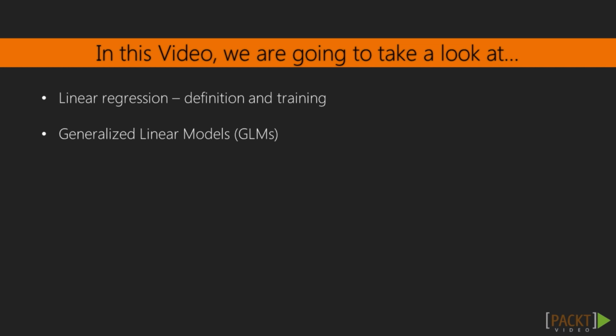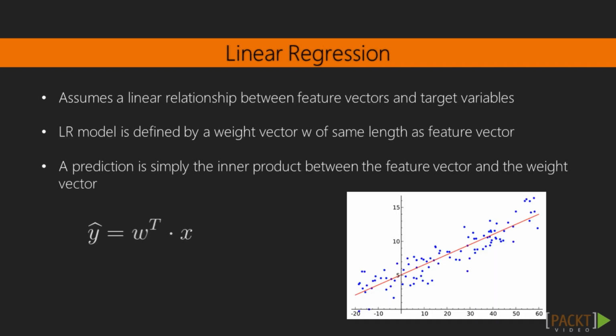Linear regression is perhaps the most basic and well-known of all regression models. The key assumption in linear regression is that there is a linear relationship between the input feature vector and the output target variable. A linear regression model is fully described by a weight vector W, which is the same length as the input feature vector. An input feature vector is mapped to an output target variable by performing an inner product operation with the weight vector W. This operation is shown by the formula below.